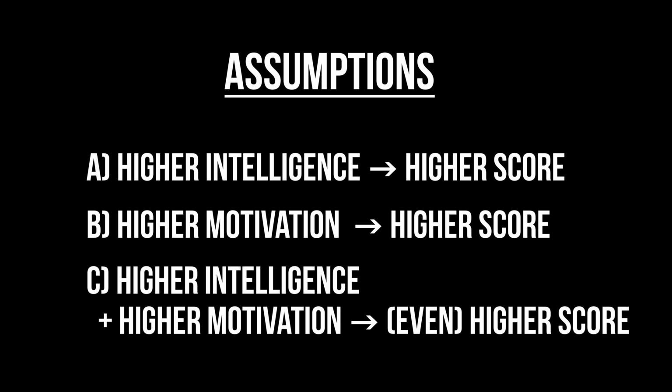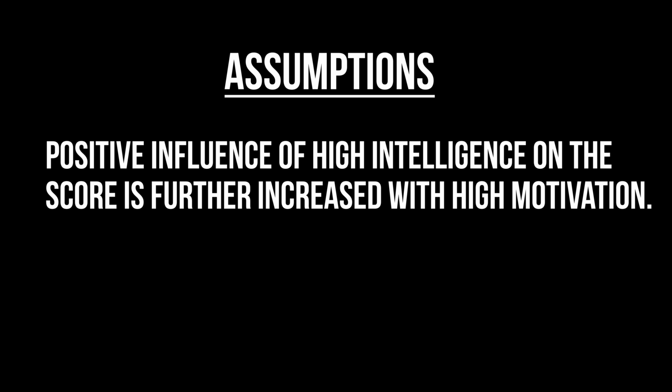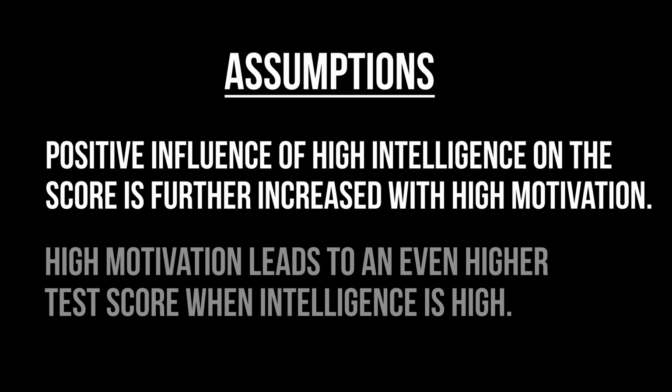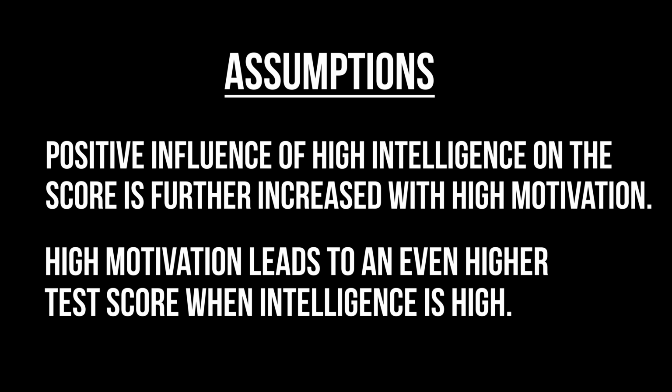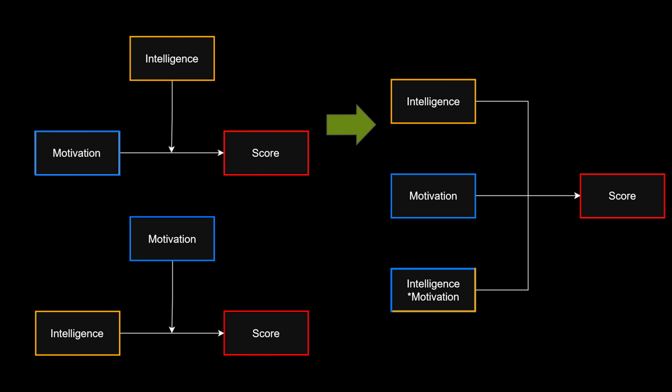This is called interaction. Or, put differently, the positive influence of high intelligence on the test result is reinforced by high motivation. Or conversely, high motivation leads to a better test result when intelligence is high. Mathematically, both result in the same statistical model. Now that the basics have been established, we will discuss the three types of interaction effects.